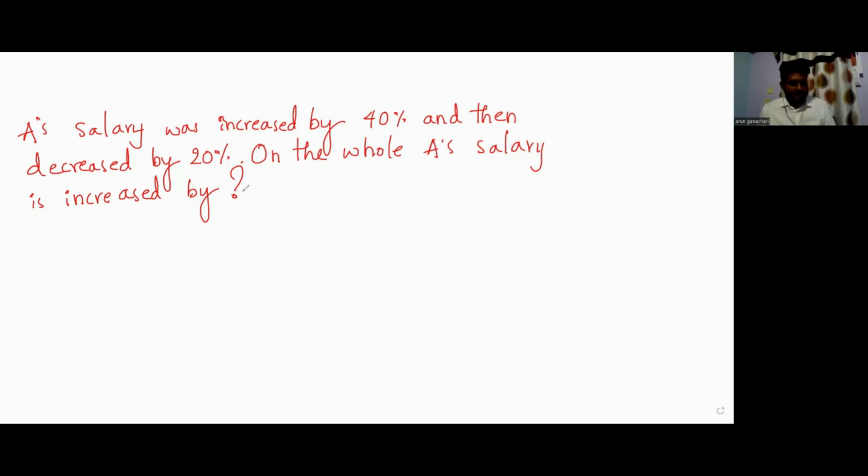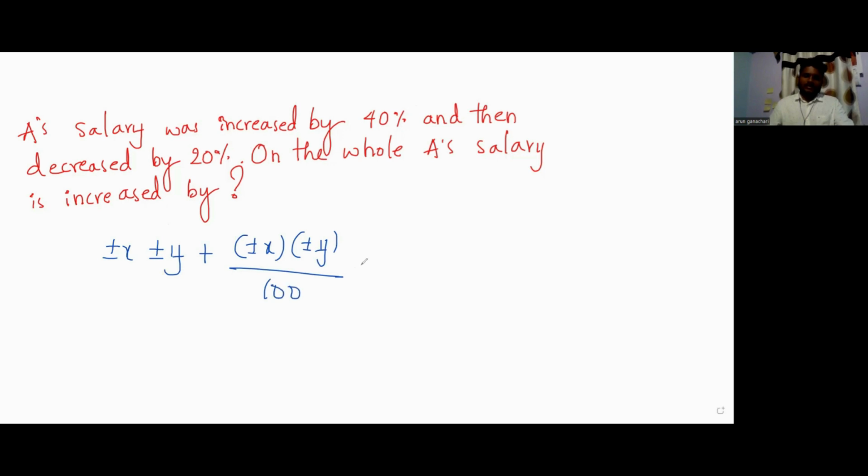How to solve this? This is very easy actually. This is the easiest of all the questions. Which formula we have to use? Net effect, sir. Yes, correct. We have to use plus or minus x plus or minus y plus or minus x into plus or minus y divided by 100.